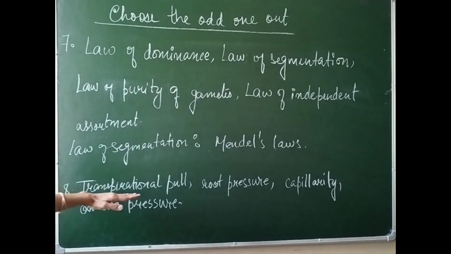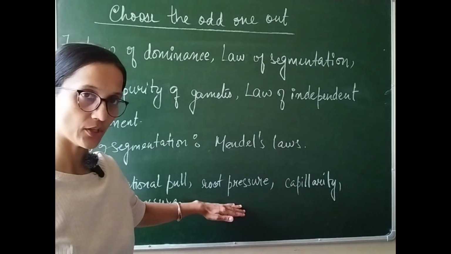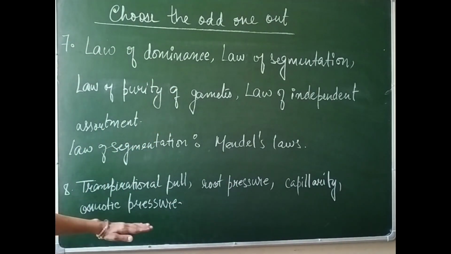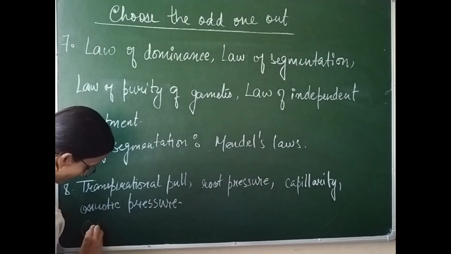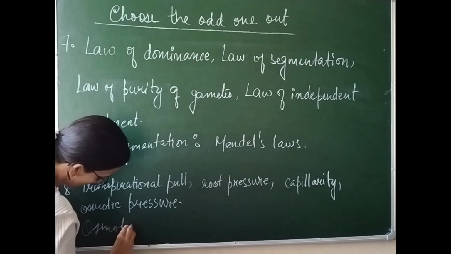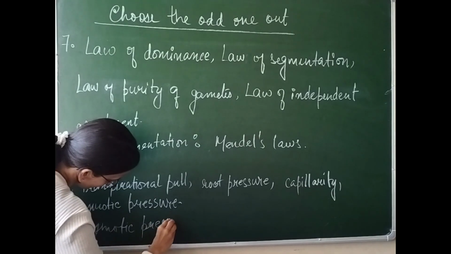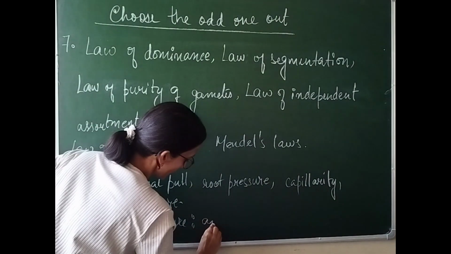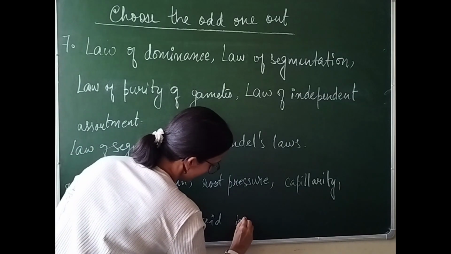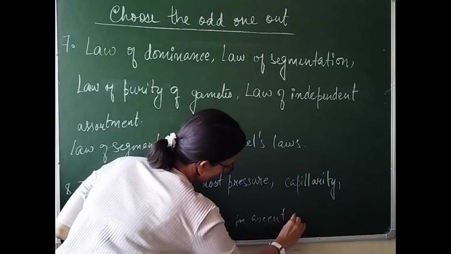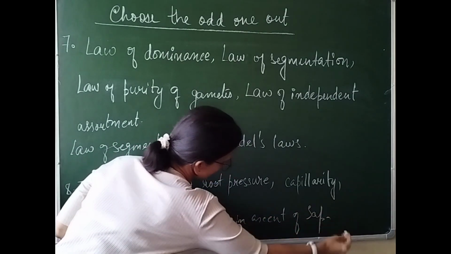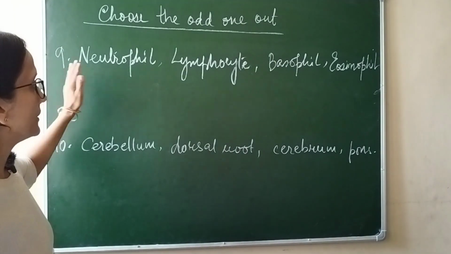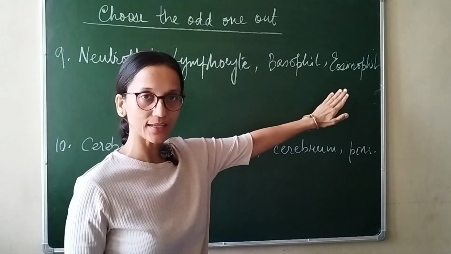Next question: transpirational pull, root pressure, capillarity, osmotic pressure. Out of this, transpirational pull, so here your answer will be osmotic pressure, and you write aid in ascent of sap.